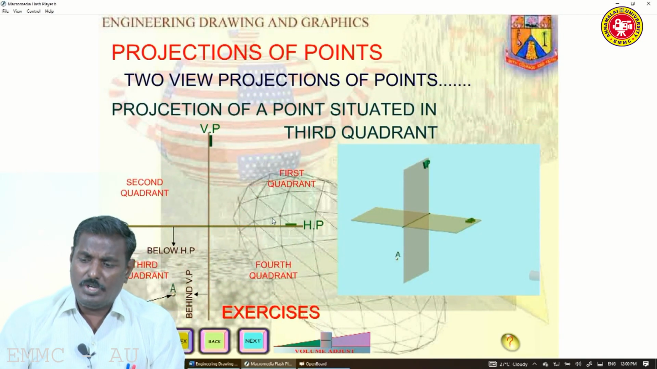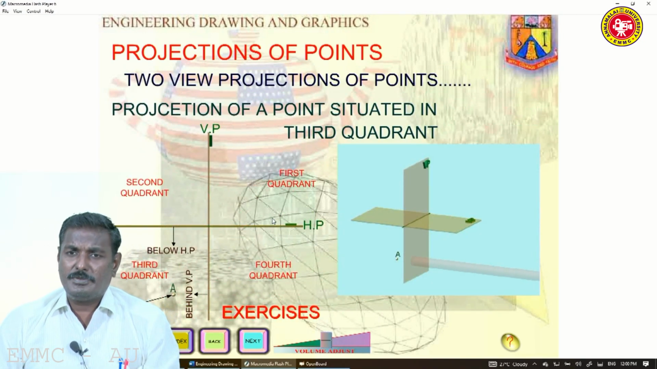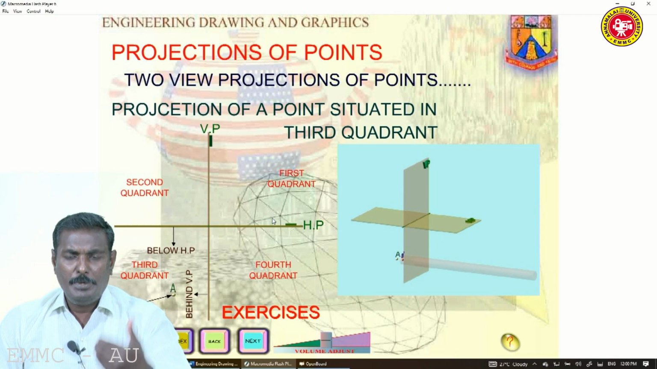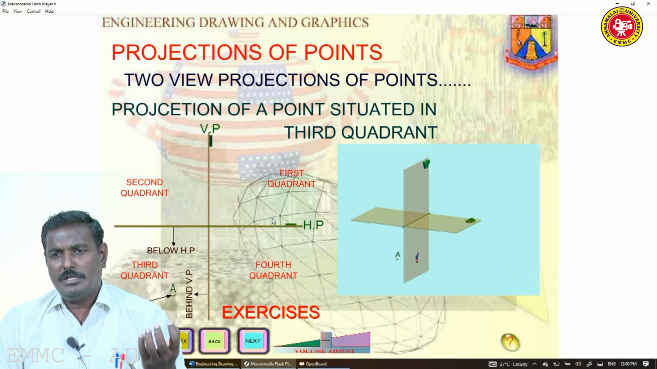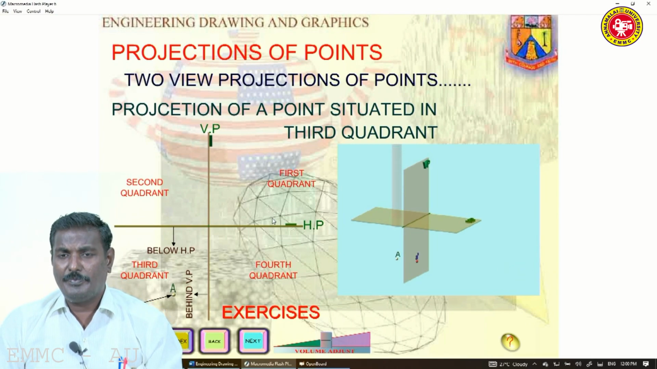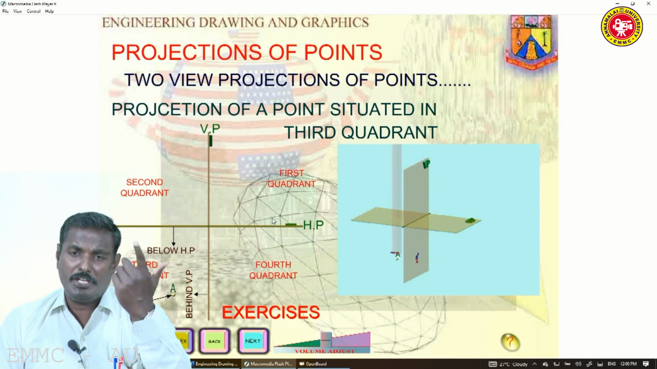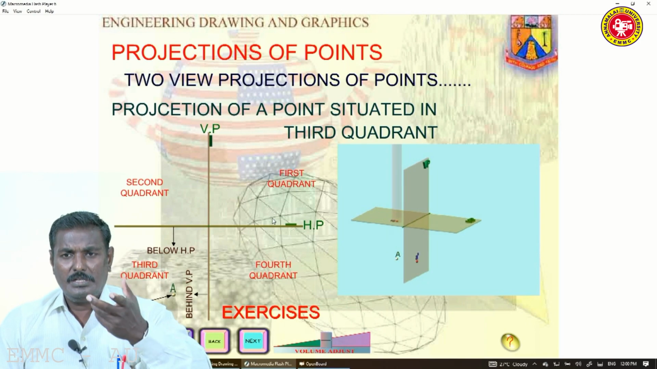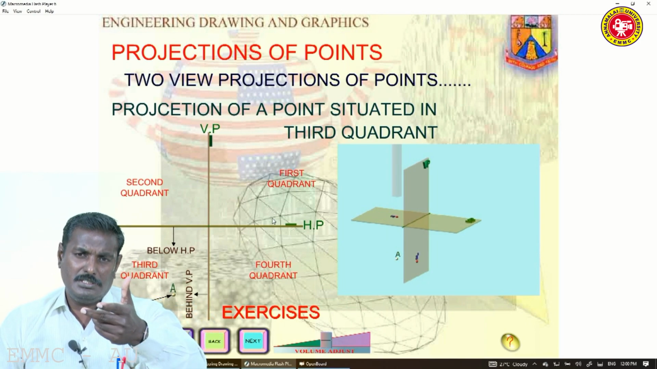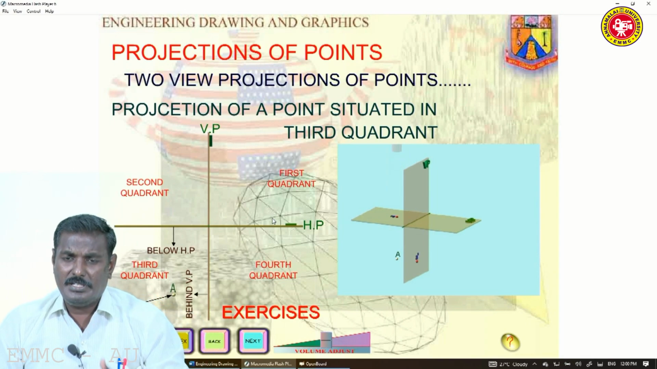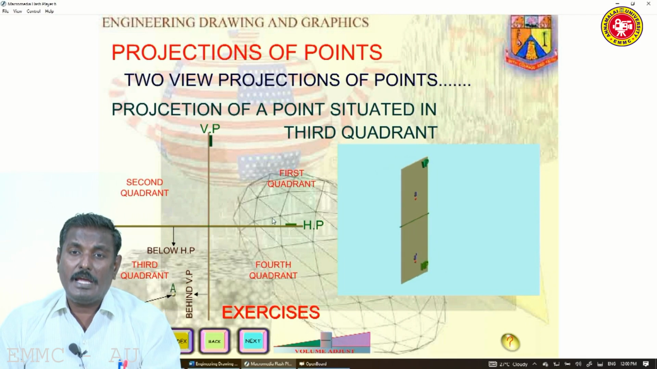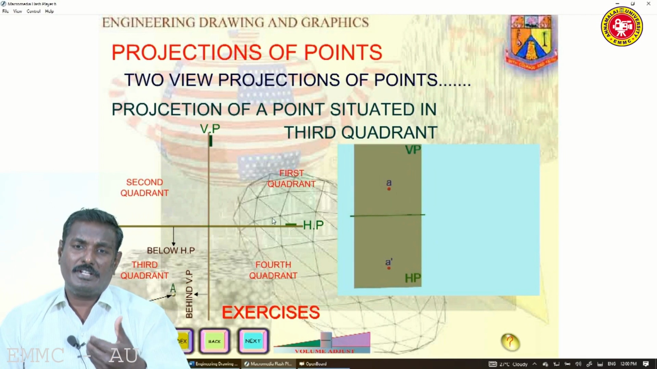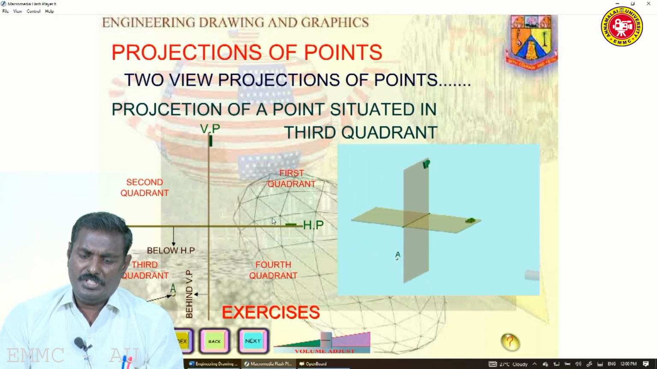If it is the third quadrant, the points are located below HP and behind the vertical plane. So what is the sense? Your elevation is below XY and the plan view is above XY. Here it is inverted, that is, simply we pronounce it "ulta". So that is the logic behind third angle projection, or third quadrant. That is the theory of projection here.